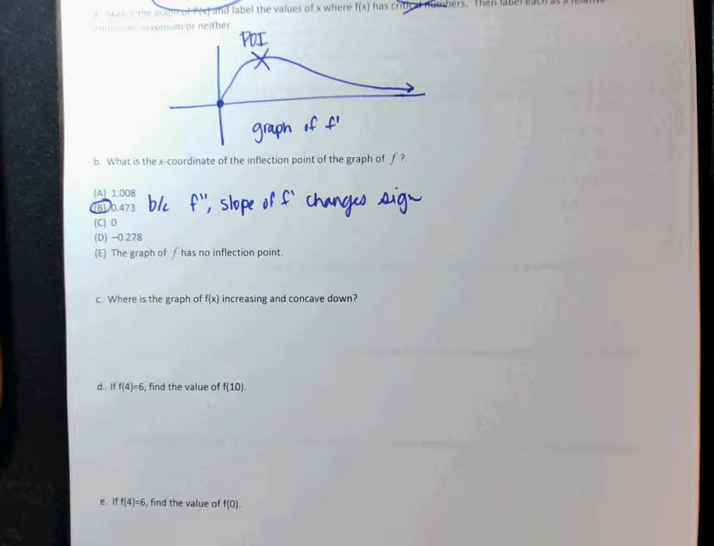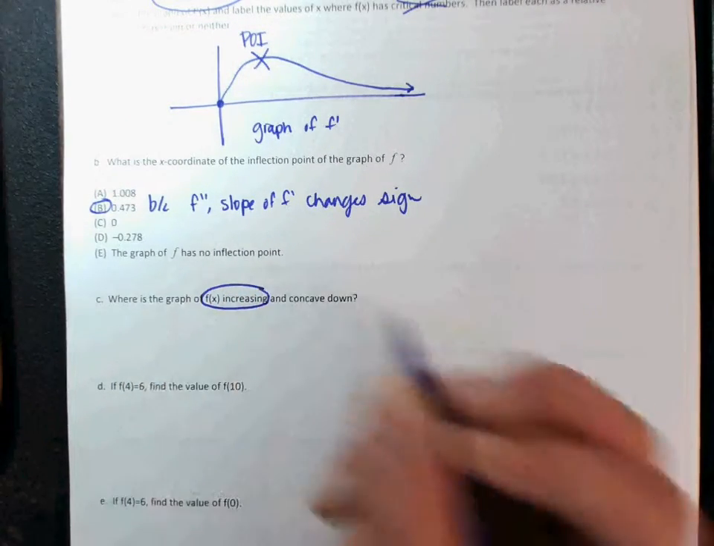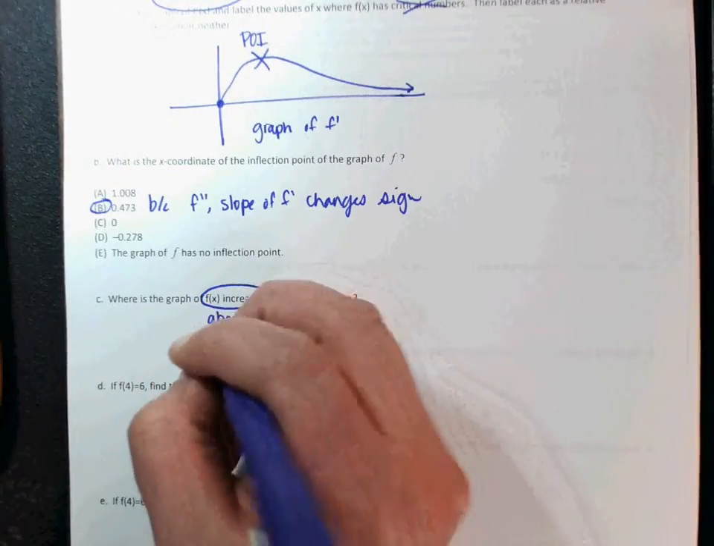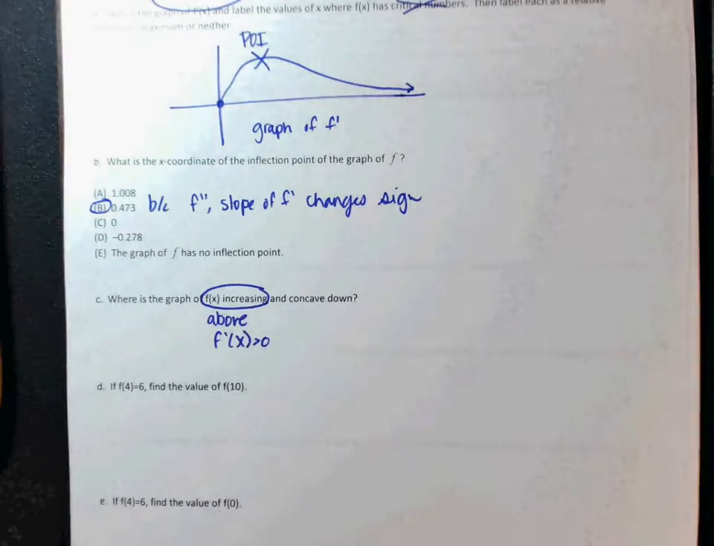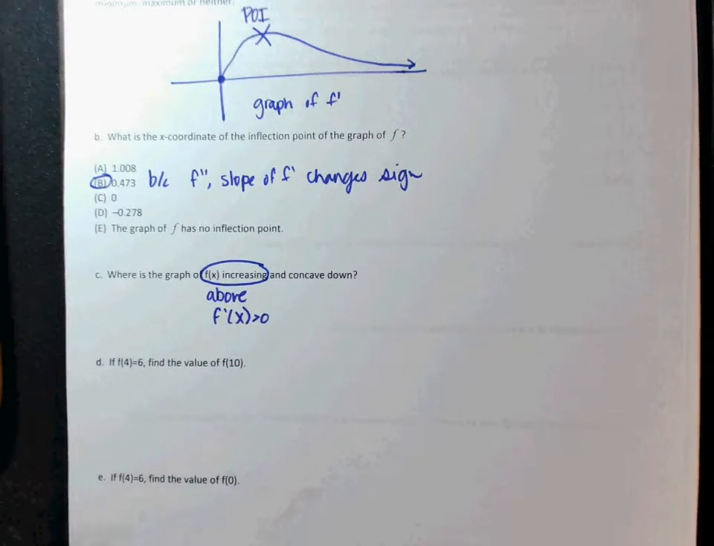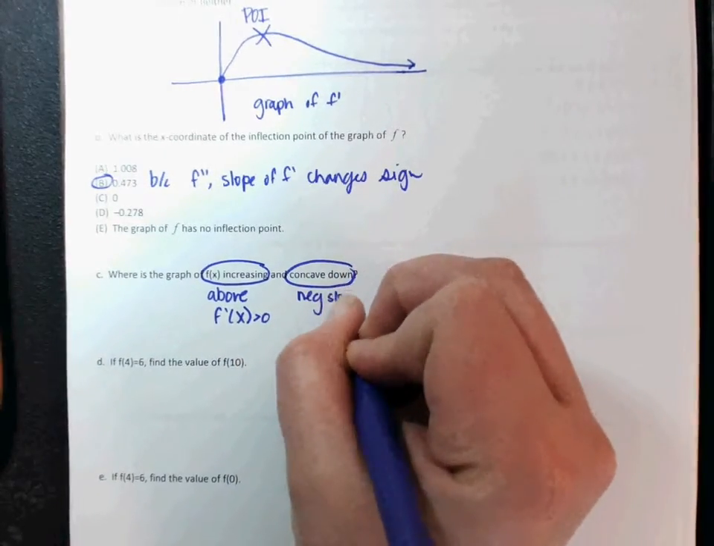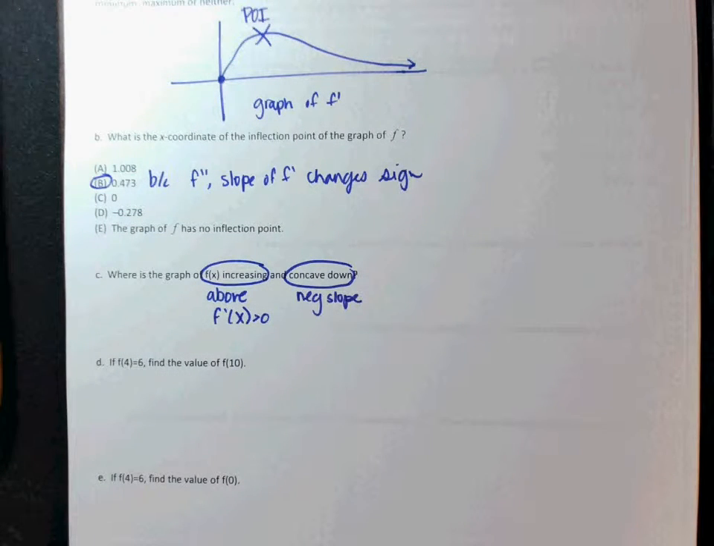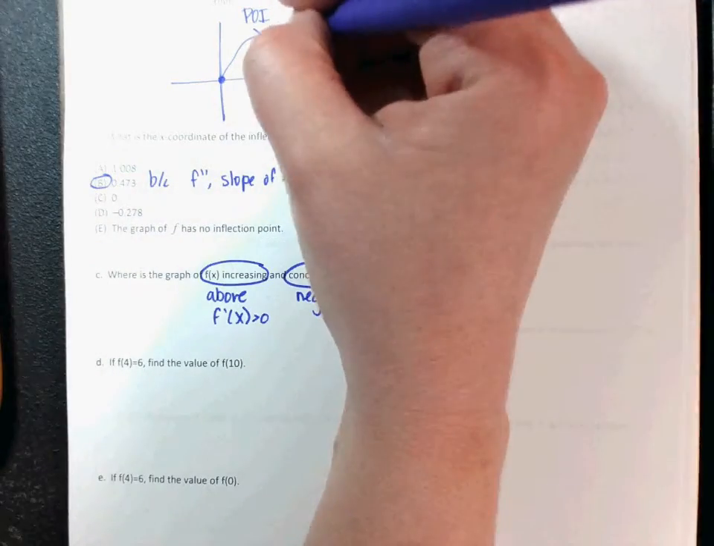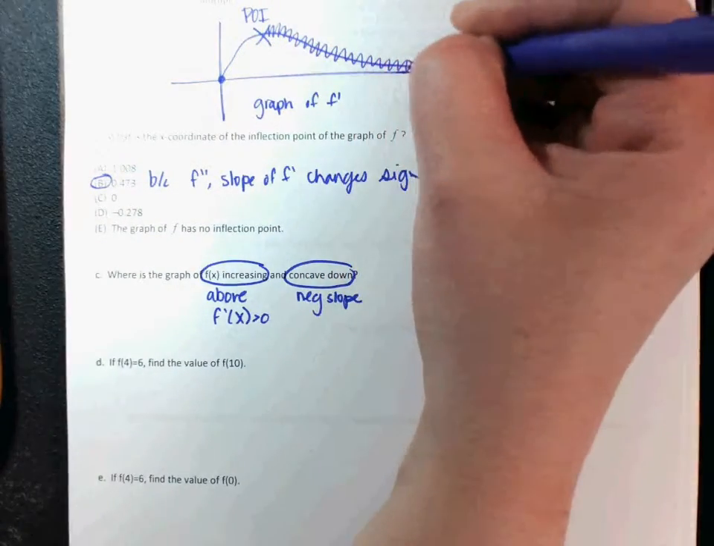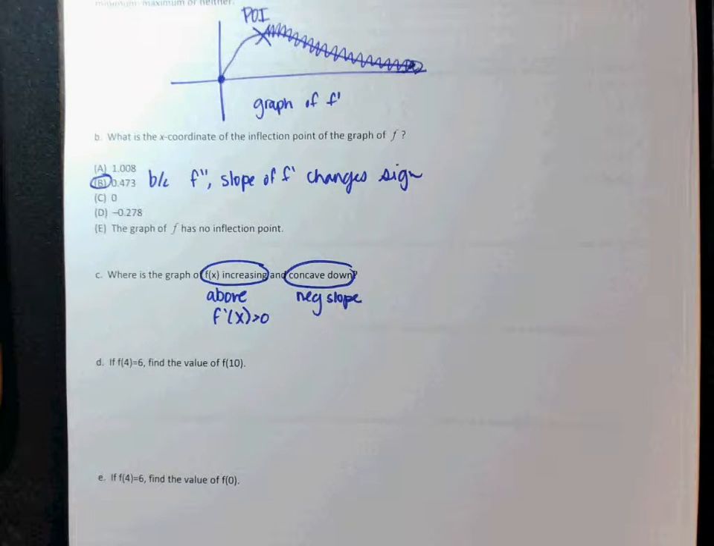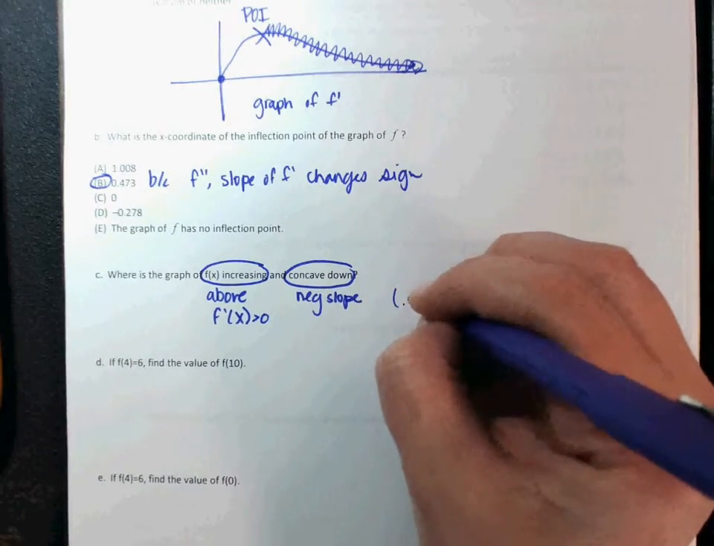All right, part C says, when is the graph of f increasing and concave down? For f to be increasing, where does my graph have to be? Above the x-axis. Very good, because I need f prime to be positive. But then if I want f to be concave down, what else am I looking for? A negative slope. Very good. Now, looking at your graph, obviously I didn't graph this before I put these questions on it. But it's above the whole time. When does it have a negative slope? From 0.473 until when? Infinity, right? Because it keeps going towards zero forever and ever. So we'd say from 0.473 till infinity.